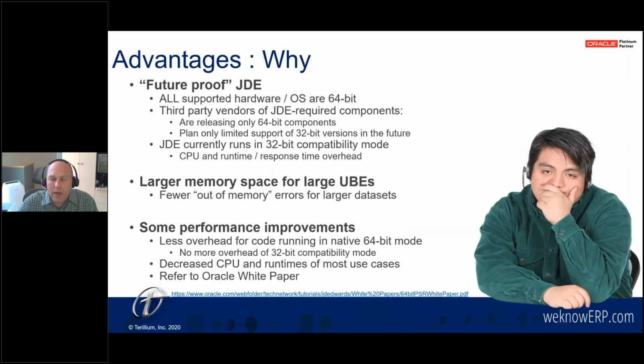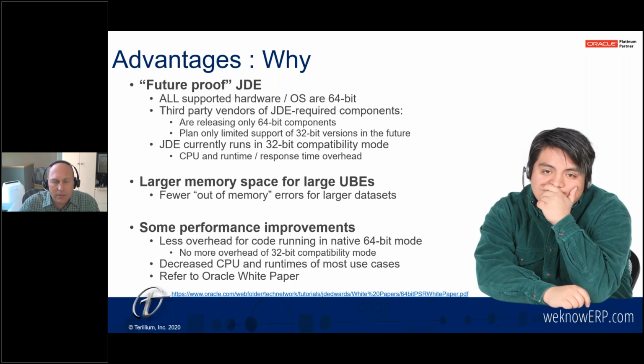There are some advantages. Obviously, first of all, future-proofing. Once you're on 64-bit, you'll be able to support 64-bit operating systems, which will support the program natively. You won't have to run emulations. Your third-party vendors are probably already heading towards 64-bit, if not already there. 64-bit has been out for many, many years. I mean, Windows XP, I believe, was the last version that was only 32-bit. And JD Edwards will run in.